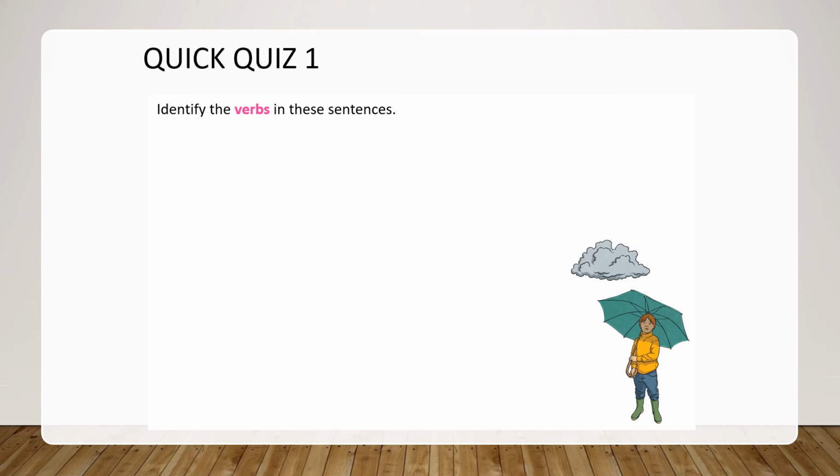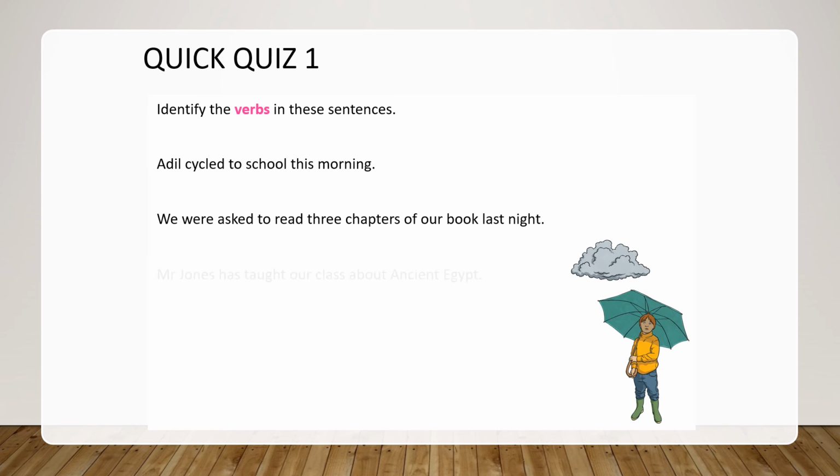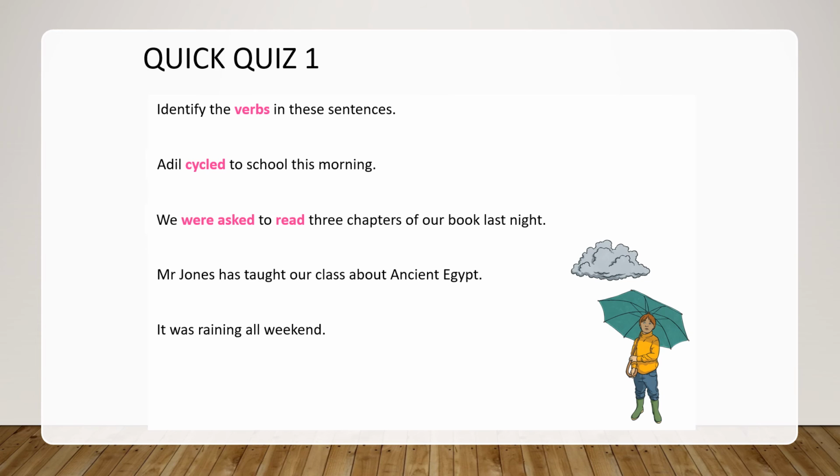Here is a quiz. Once all the sentences have appeared, can you identify the verbs in each sentence? Cycled. We were asked to read 3 chapters of our book last night. Were asked and read. Mr. Jones has taught our class about ancient Egypt. Has taught. It was raining all weekend. Was raining.